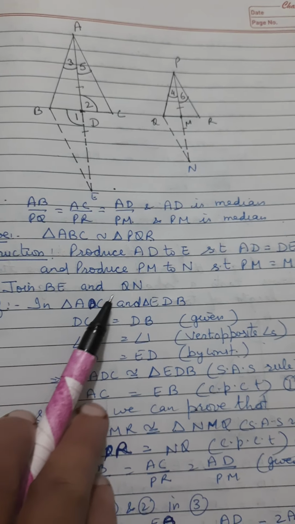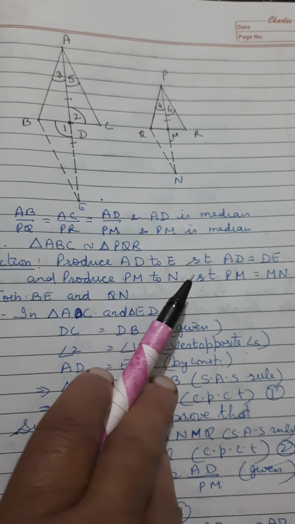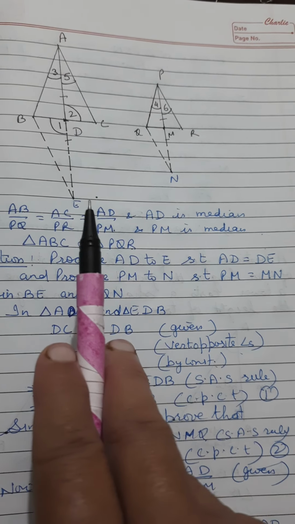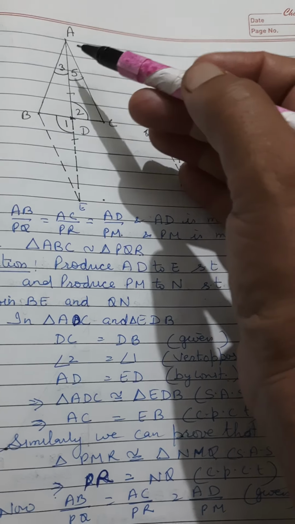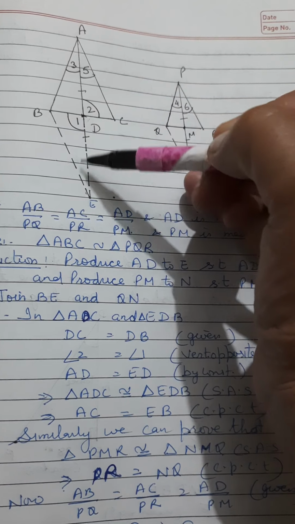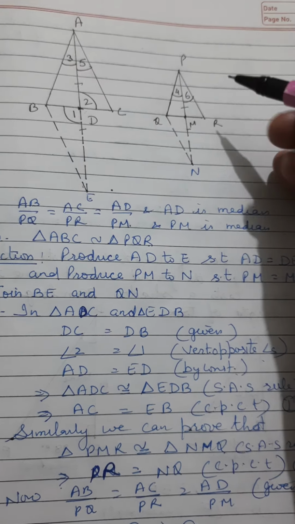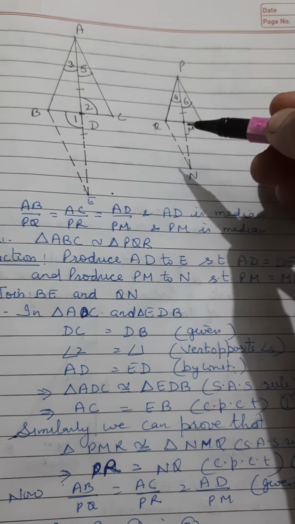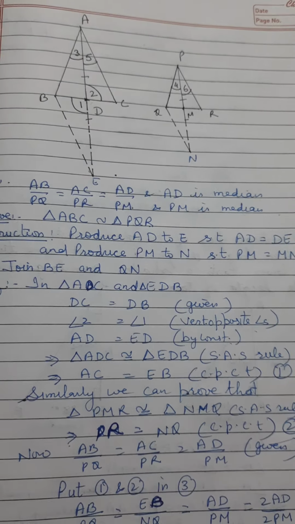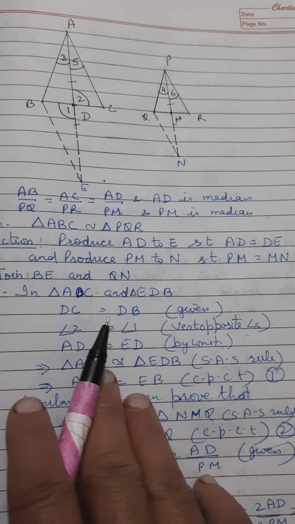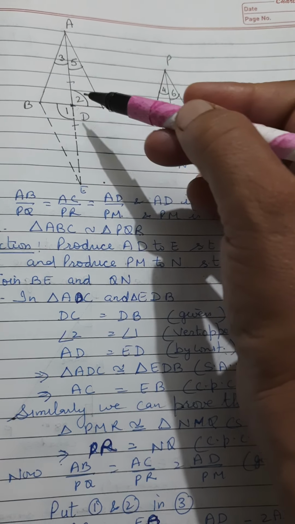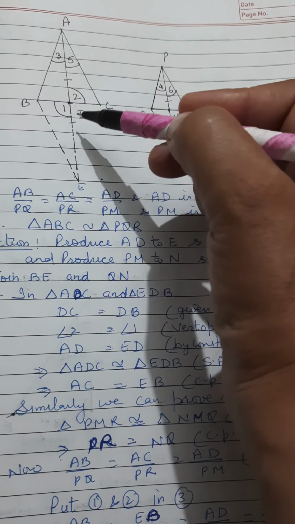For this, we take a construction. Produce AD to E such that AD is equal to DE. We have produced AD to E in this way. Similarly, we have produced PM to N such that PM is equal to MN. Join BE and join QN. This is the construction. Now in triangle ADC and EDB, we have taken these two triangles.